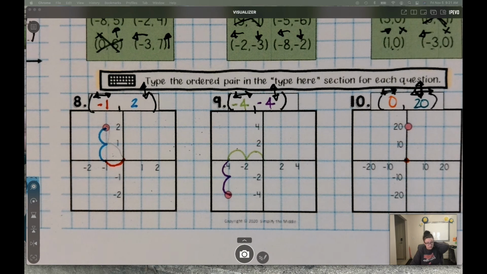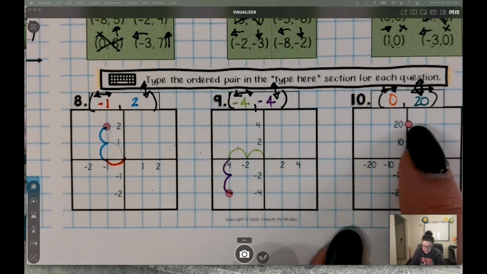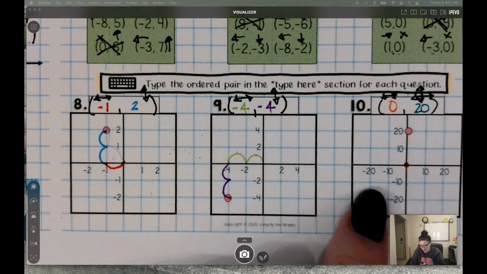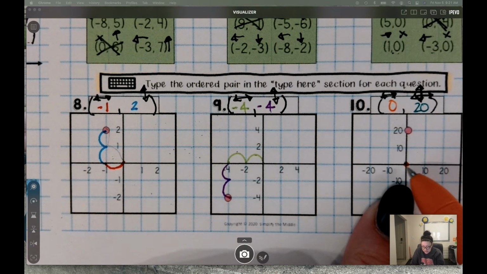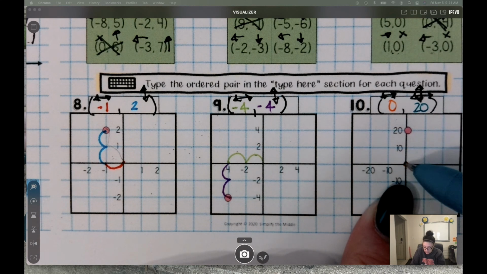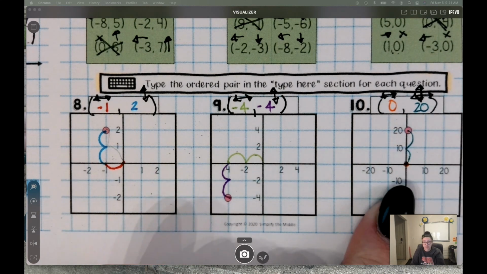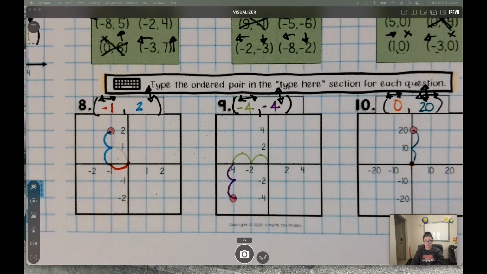Good luck. The coordinate for this point is 0, 20. 0 because I didn't go left or right. I just stayed there. So for my 0, I just drew a dot to show that I stayed there. But then I went up 10, 20, because each line was going by 10. So that coordinate there is 0, 20.